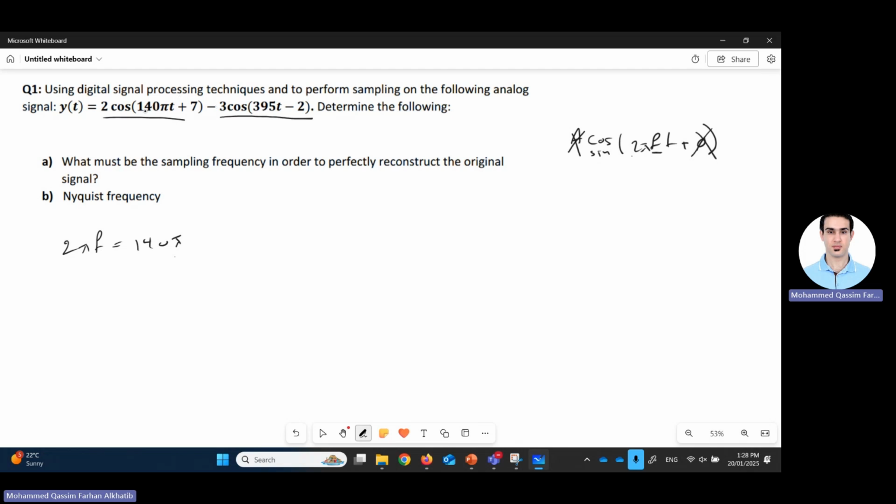So each value here, 140 pi, equals 2 pi f. All right, so pi and pi will cancel each other. So here for the first signal, the frequency is 70 hertz. Now the other signal here is 395 equals 2 pi f. So f in this case is 395 over 2 pi. Whoever has a calculator, can you do the math for me?